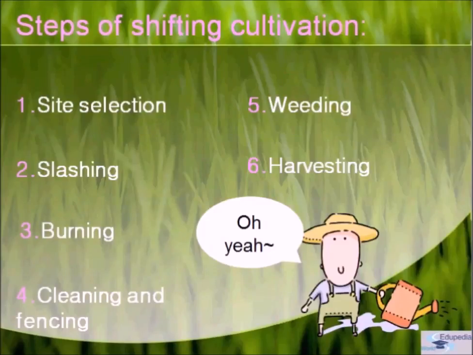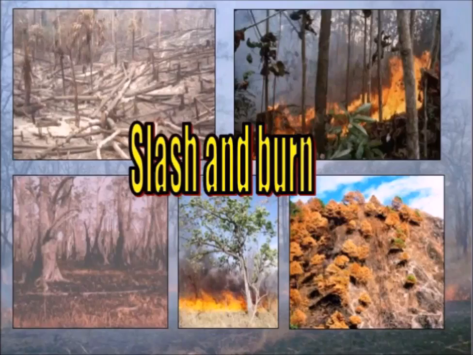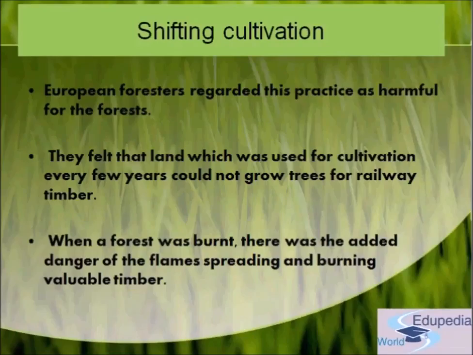So, the steps of shifting cultivation: first of all, they are going to select the site, then they are going to slash the trees, then they are going to burn the trees which they have cut down, and then they are going to clean and do fencing, then they are going to spread seeds, and then it is going to grow into crops after some months. So this is what slash and burn or shifting cultivation is.